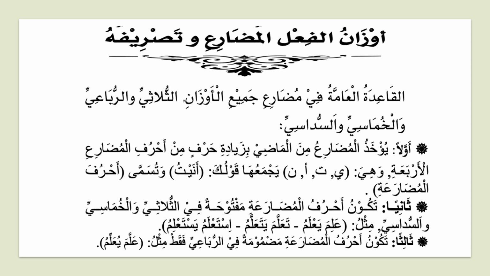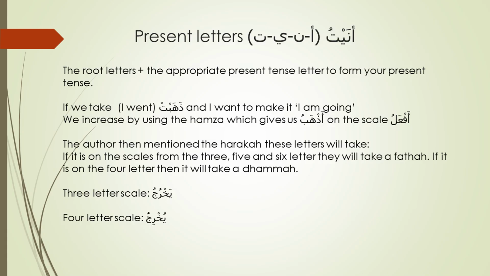That is the second. The third is specifically for the 4-letter scales. تكون أحرف المضارع مضمومة في الرباعي فقط. It will take a dhamma only in the 4-letter scales. علّم يعلّم. See, يُعلّم. It's not يَعلّم. It's يُعلّم. Is that understood? So this is like a revision. Yu'allim, the last line. Now, علّم in the brackets, علّم يُعلّم. Okay. So in the next slide, we'll talk about anate.